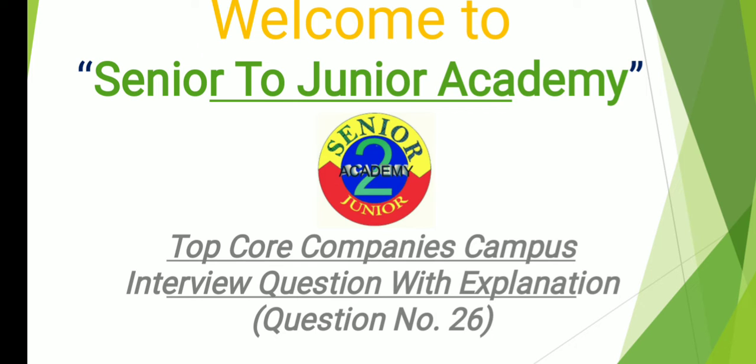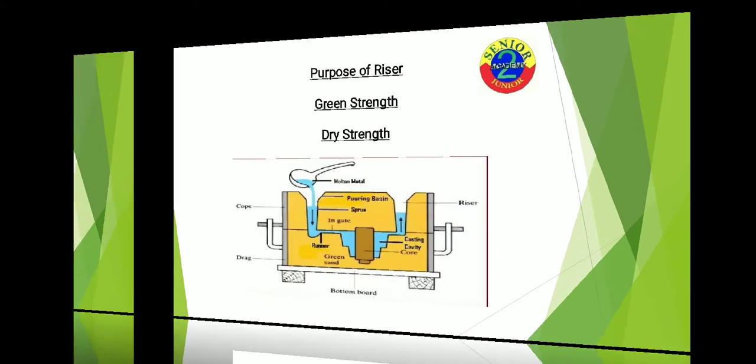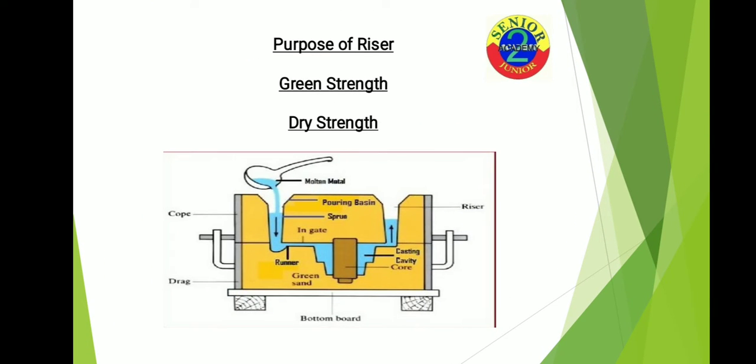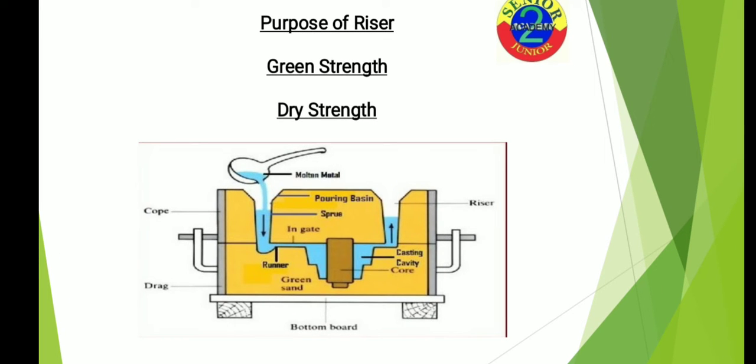So friends, in this video I am going to discuss a question on the subject of production engineering, and the question is always asked about the casting process. Here I have taken three important questions. One of the main questions asked regularly is the function of riser, and also the two important properties of molding material, that is the green strength and the dry strength of the mold.